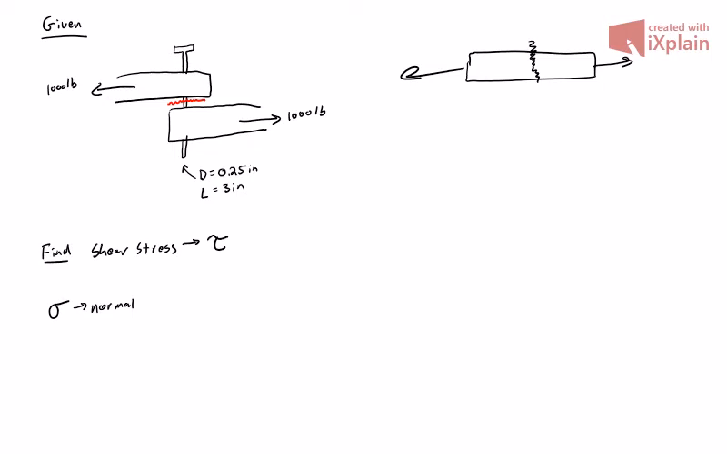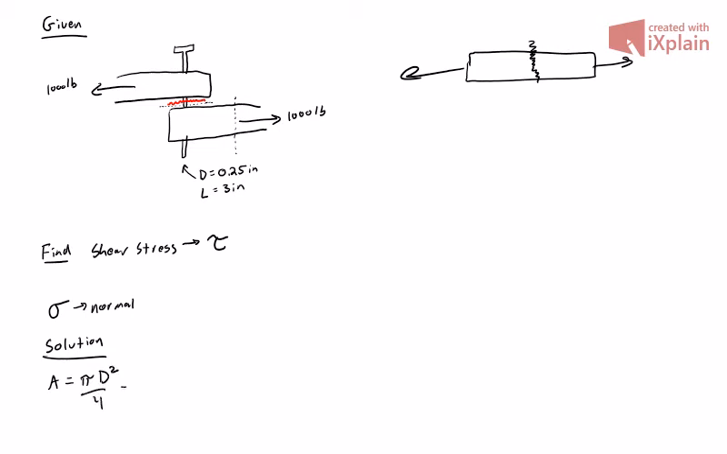So therefore, while earlier we were taking cross-sectional areas that were perpendicular to the forces acting on them, now we need to take a cross-sectional area that's parallel to the forces. So in that case, it's going to be this cross-sectional area of the bolt along which it's going to shear by that red line.